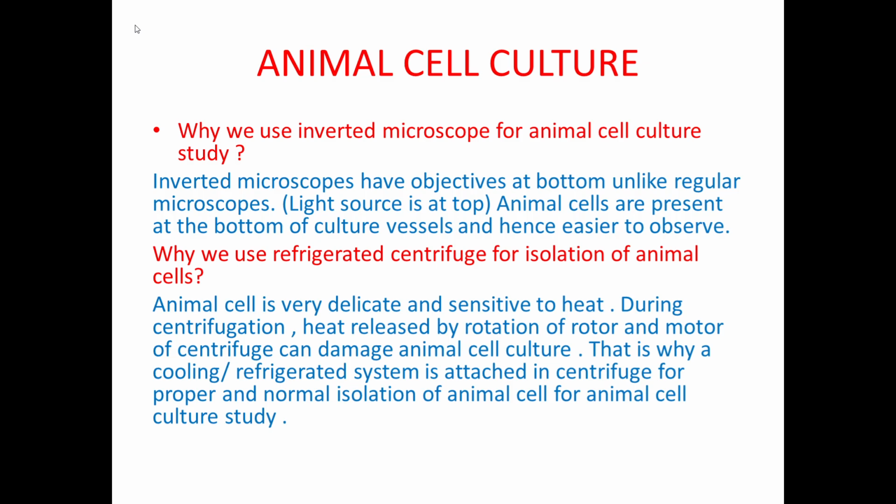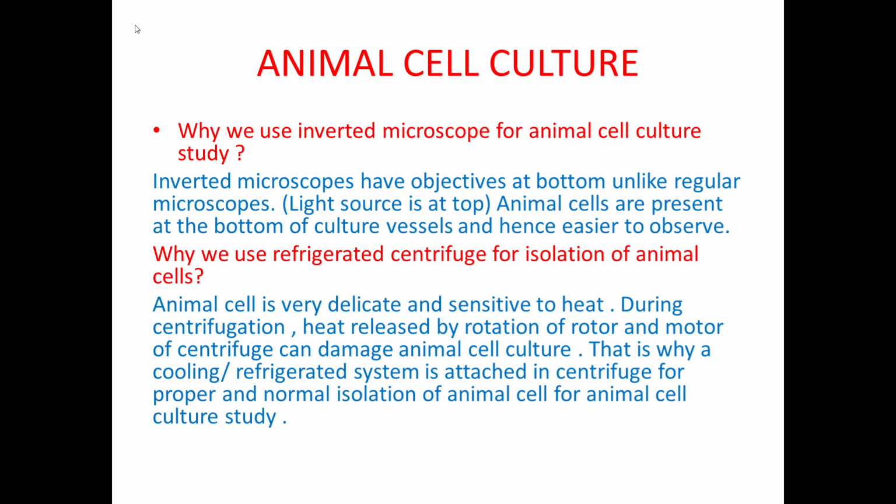Generally we use an inverted microscope for animal cell culture because in an inverted microscope the objective is at the bottom, unlike a regular microscope. The light source is generally at the top. Animal cells are present at the bottom of the culture flask and growth occurs from the bottom sides. So it is easier to observe through an inverted microscope.